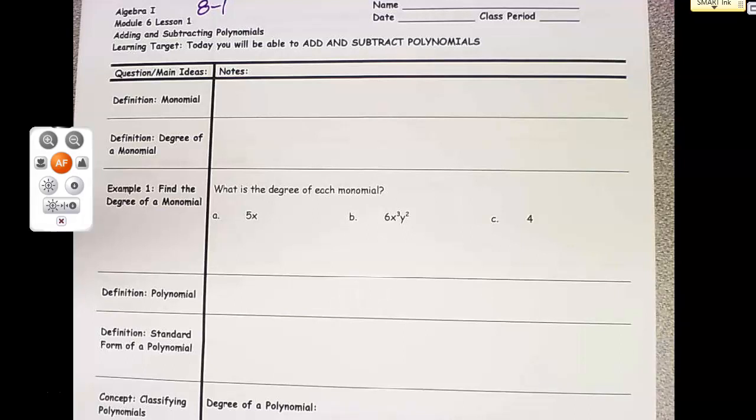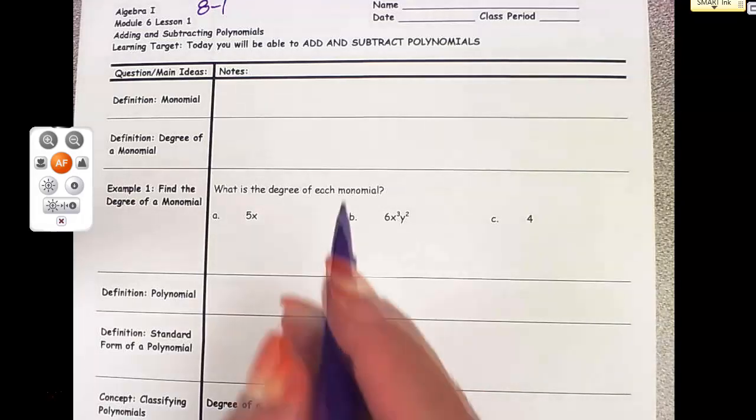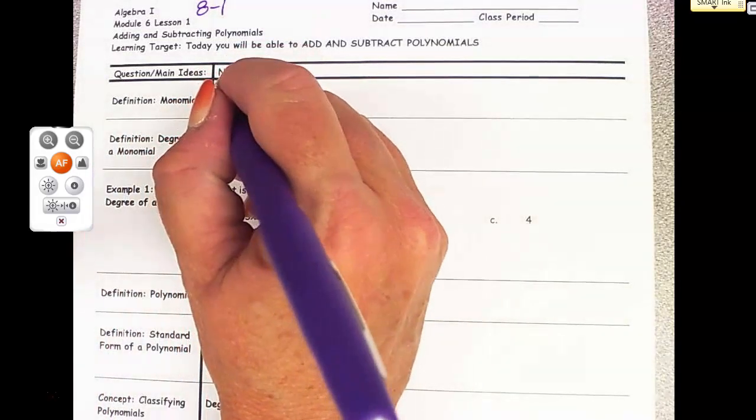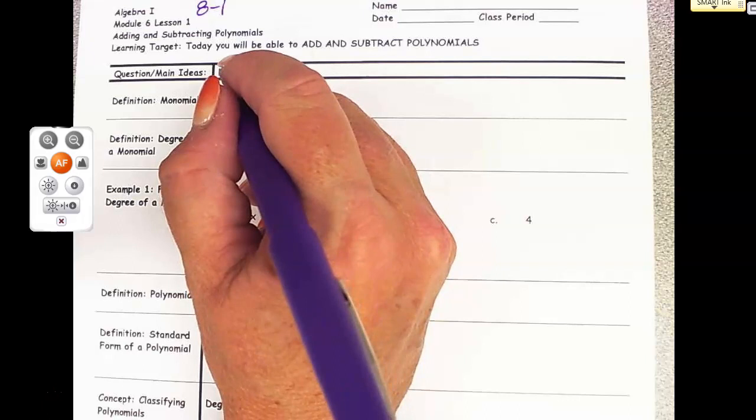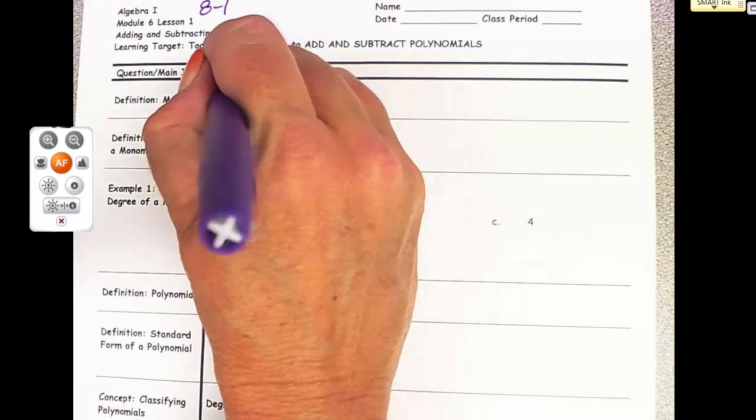So before we can add and subtract polynomials, we want to define what some of the pieces are that make up a monomial, or a polynomial. And the building block of a polynomial is a monomial. So a monomial can be defined as a real number, a variable, or a product of a real number and one or more variables. So let me write that out.